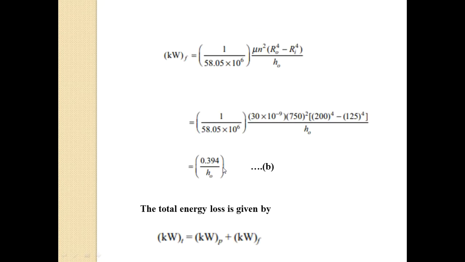Again, now see here, equation B is there. 0.394 divided by H naught, so put H naught here. So we got here the value of KW of F. That means we can say here energy losses because of viscous friction. Again, if we put the value here, that means 1131.6 into H naught cube, so we got here the energy required for pumping the lubrication oil.